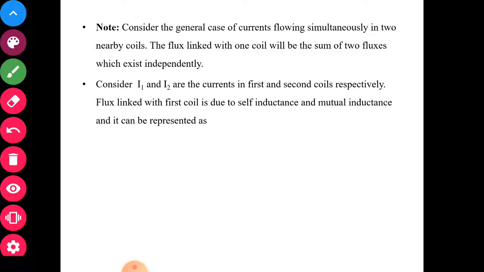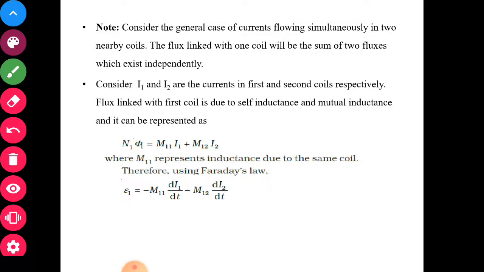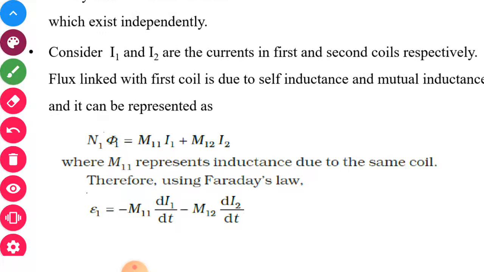Now see, one coil is there where current I1 is flowing, the other one is having I2. They are the currents in the first and second coil. Now the flux linked with the first coil is due to self-inductance and mutual inductance, and it can be represented as, see, flux associated with the first coil we are talking. So it can be NΦ1 is equal to M11 I1, that is due to self-inductance, plus M12 I2, that is due to mutual inductance. Now M11 is nothing but the inductance due to the same coil, that is self-inductance.